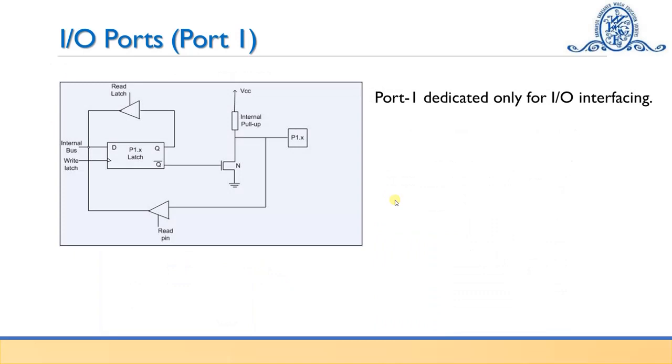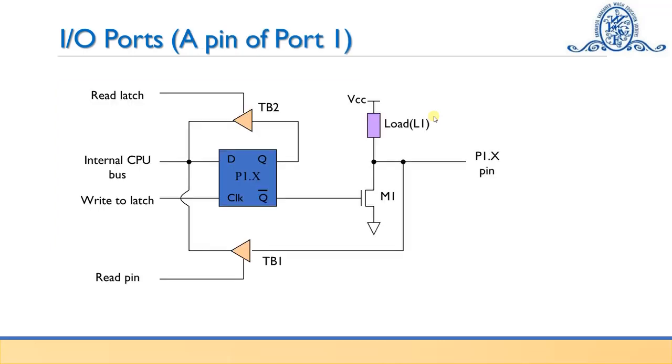Coming to port 1, the second port, you can see that here it is not an open drain structure. The internal pull-up resistor is connected in this case. So externally it is not to be connected to any pull-up resistor. So in port 1 that difficulty is not there. Port 1 is dedicated only for I/O interfacing. It does not have any dual role to play. And this is the internal pull-up resistor, so we don't have to worry about it.